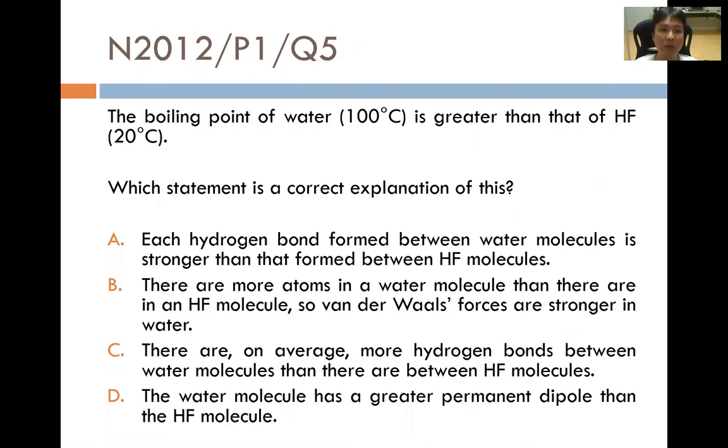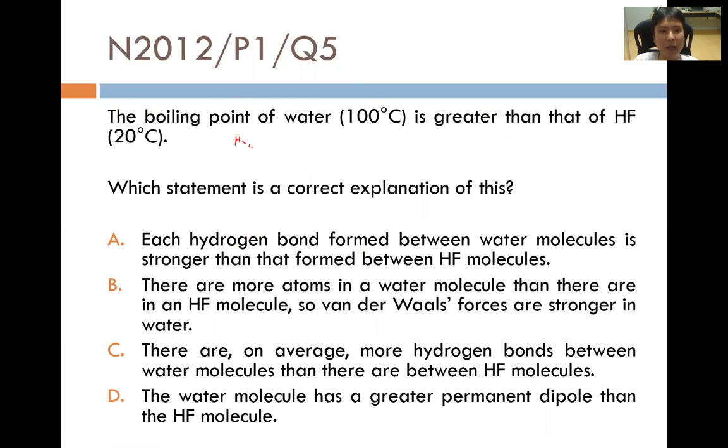November 2012, paper 1, question 5. The boiling point of water is greater than that of HF, 100 degrees Celsius as compared to 20 degrees Celsius. Which statement is the correct explanation of this? Option A: each hydrogen bond formed between water molecules is stronger than that formed between HF molecules.